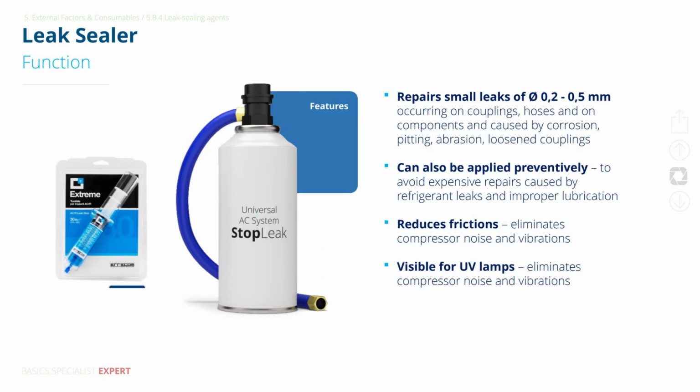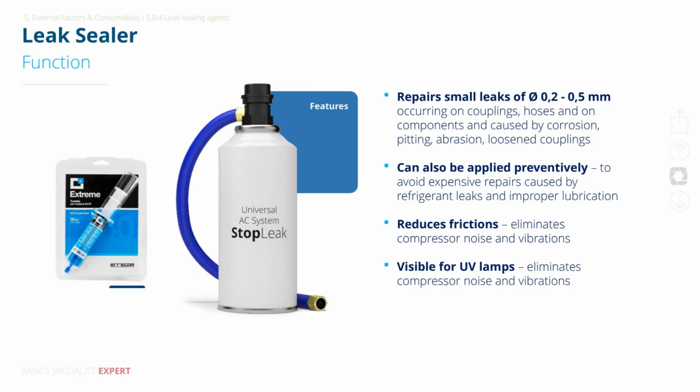This leak sealer, which stays inert until exposed to oxygen molecules, is designed to fix tiny leaks in the AC system, usually between 0.2 and 0.5 millimeters, caused by corrosion, vibration, or loose fittings. You can also use it preventively to avoid costly repairs from unnoticed refrigerant loss. It helps reduce internal friction, cutting down compressor noise and vibration, and it includes UV visible dye to make future leak detection easier.